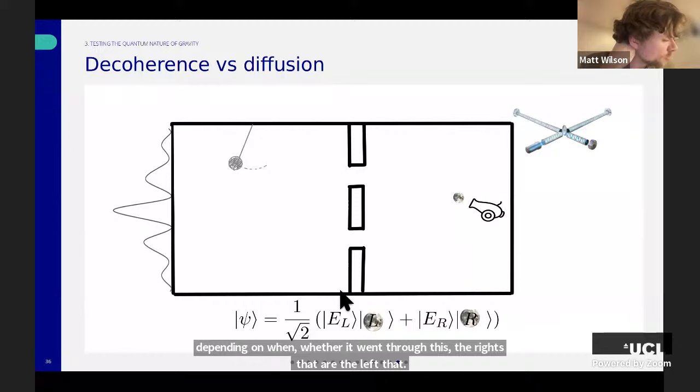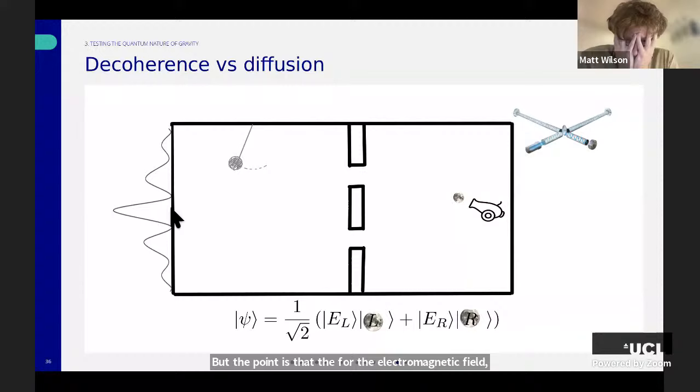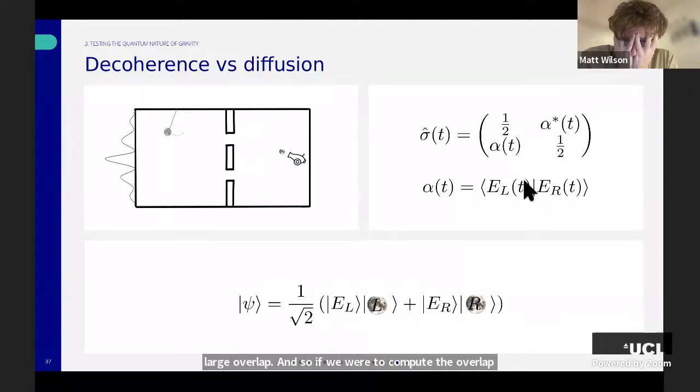But the point is that for the electromagnetic field, once the particle has reached the screen, the electromagnetic fields in both cases have a very large overlap. And so if we were to compute the overlap of the electromagnetic field, we find that it has a large overlap. And so there's a lot of coherence here. And so we see an interference pattern, even though the electromagnetic field can be left in a different state depending on whether the particle goes through the left slit or the right slit. So that's what happens in the quantum case.